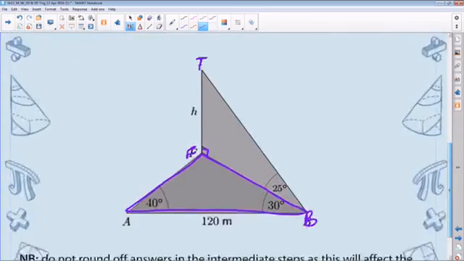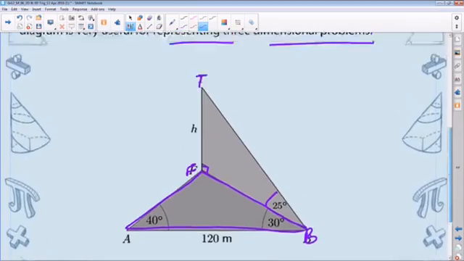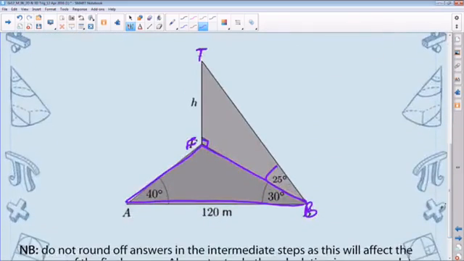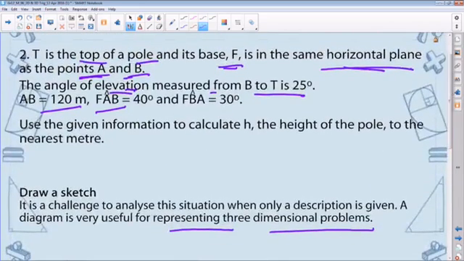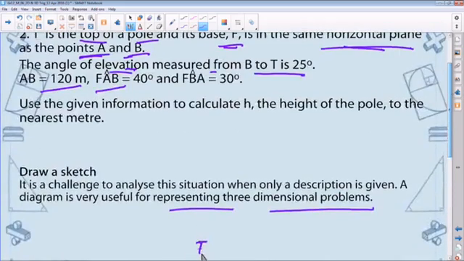So going from B to the point T, so we're now in the vertical plane. I'm looking up from B to T. That angle is 25 degrees. They tell you that AB is 120 meters, which is also on your drawing. So we've got AB. We marked down, basically put down all the information on the drawing. So AB is 120 meters. That's the distance between the 2 points. Angle FAB is 40 degrees. So angle FAB, that angle there, is 40 degrees. And then also you've got that angle FBA is 30 degrees. And we've got all that information marked in the sketch that we've made.